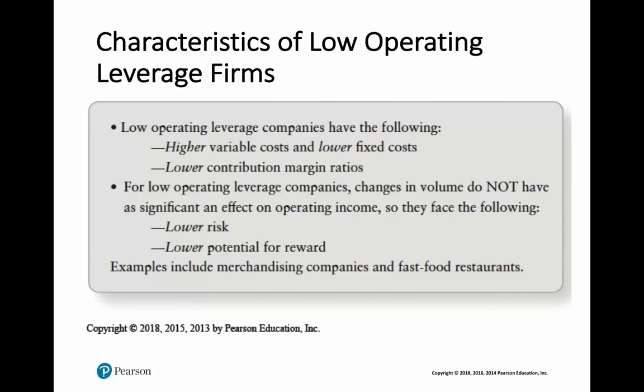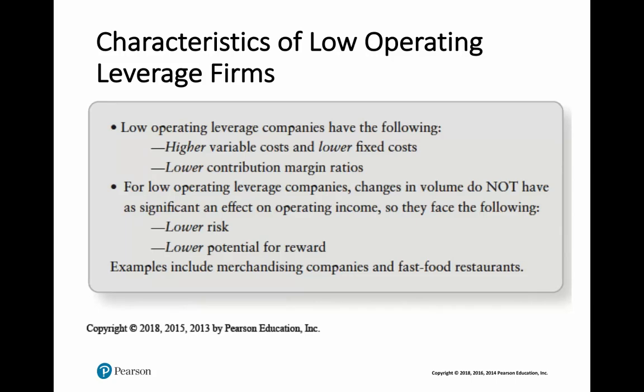Low operating leverage firms have higher variable costs, so all their costs are related to their volume. They have lower fixed costs. So we have a lower risk and lower potential for reward. Because if we have a very high variable cost makeup, every additional unit sold is going to bring on an additional variable cost. So if we have a lot of sales, we're going to have a lot of variable expense, whereas if we have little to no sales, we're going to have little to no variable expense.